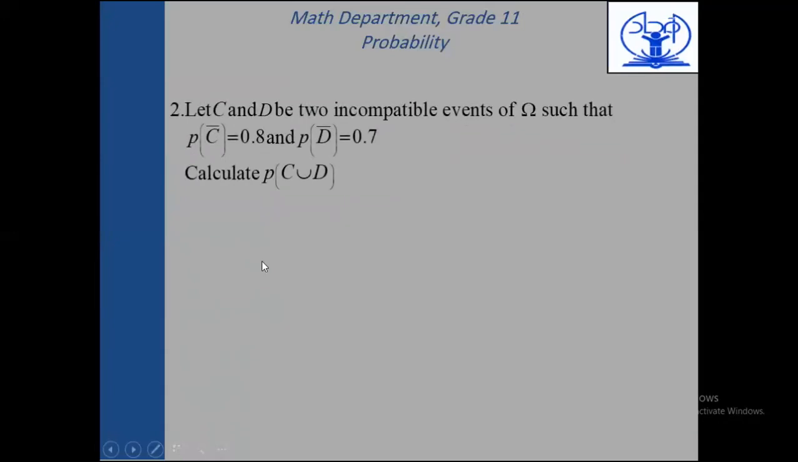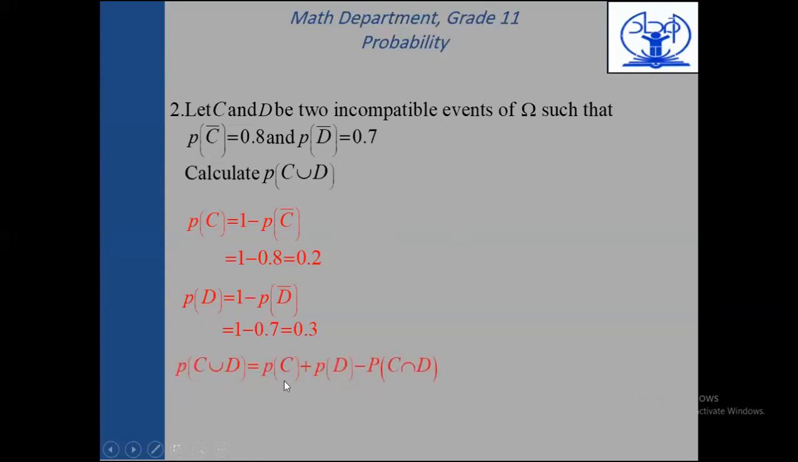Application 2. Let C and D be two incompatible events of omega such that probability of C bar is 0.8 and the probability of D bar is 0.6. Calculate probability of C union D. As usual, we say that probability of C is 1 minus probability of C bar, and that's 0.2. Probability of D is 1 minus probability of D bar, and this will be 0.3.